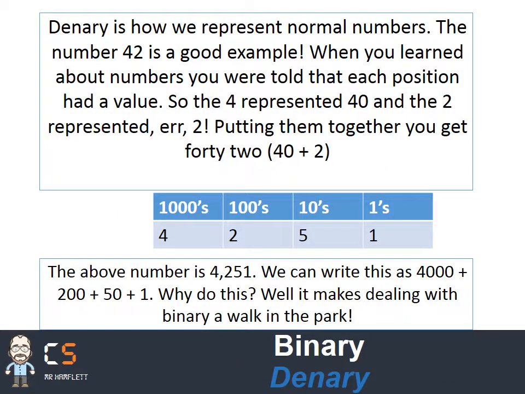Now, normally we'd use our standard numbers, and we call it denary. If we wanted to represent the 42, we can think of it as 4 tens and a 2. So if I looked at this number, we got 4251, so 4,251. So I got 1 one, 5 tens, 2 hundreds, and 4 thousands. Okay, so if I add all those numbers up, I'd get 4,251.